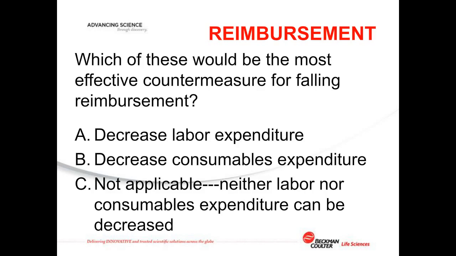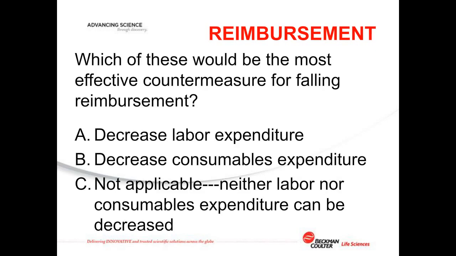Okay, so that's great. Interesting, 23% of you feel that you can't actually drive down either your labor or consumables expenditures. Now, it's possible that maybe you operate in a laboratory environment that's already maximally efficient, so we'll assume that that's the case. Either that or you're a bit of a pessimist. A third of you feel that the most effective means for falling reimbursement would be if you could spend less money on your consumables. And then 44% feel that you would have the biggest impact by decreasing your labor expenditure. So that's very interesting information, and thank you for that.